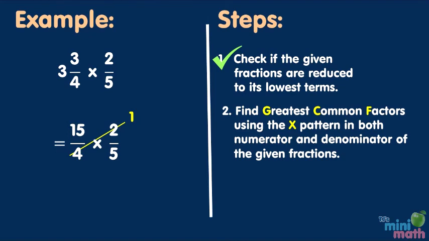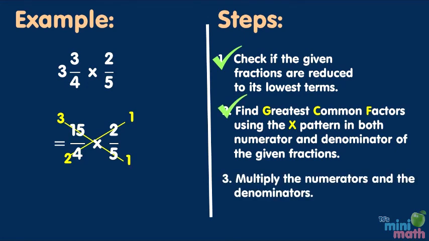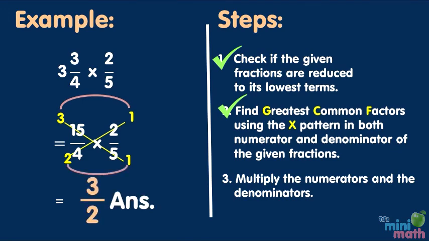So between 4 and 2, the GCF is 2. 2 divided by 2 is 1. 4 divided by 2 is 2. Between 15 and 5, the GCF is 5. 15 divided by 5 is 3. 5 divided by 5 is 1. Then we are going to multiply the numerators and the denominators. We have 3 times 1, that is equal to 3, and 2 times 1, that is equal to 2. This is our final answer.